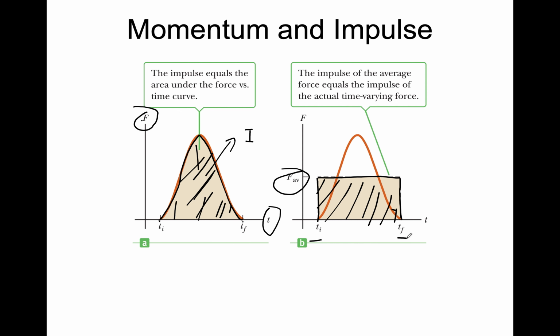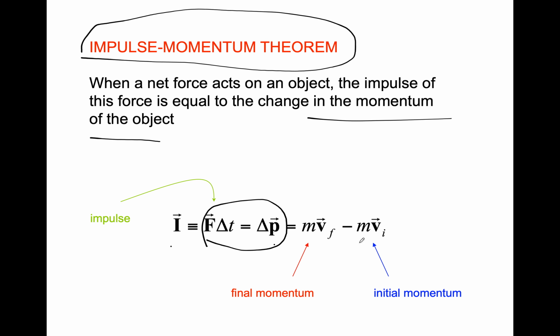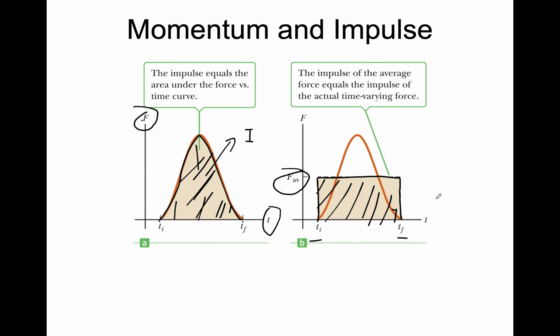So why do we need that? If we know the change of momentum, then we can estimate the average force acting on the object. So we can calculate the average force as change of momentum divided by delta t.